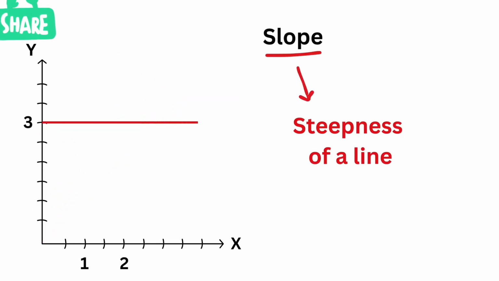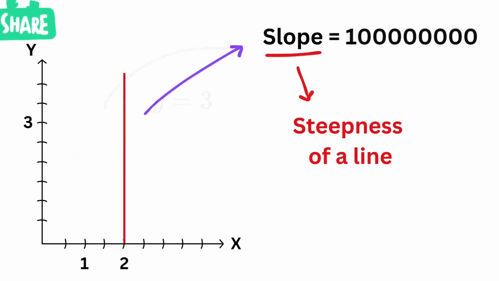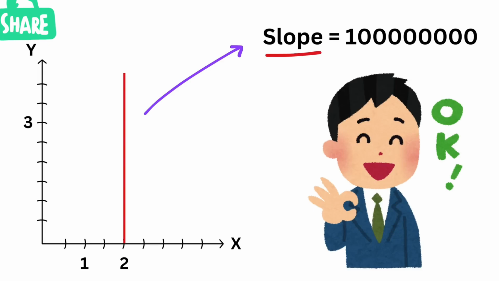Now, imagine a situation where the slope is 0. For instance, if you have a line like y equals 3, a horizontal line, then we know that the slope of this line is 0, because y doesn't change at all, no matter how much x changes. On the other hand, if the slope is a very large number, the line is super steep, almost vertical. I think you understood my point.